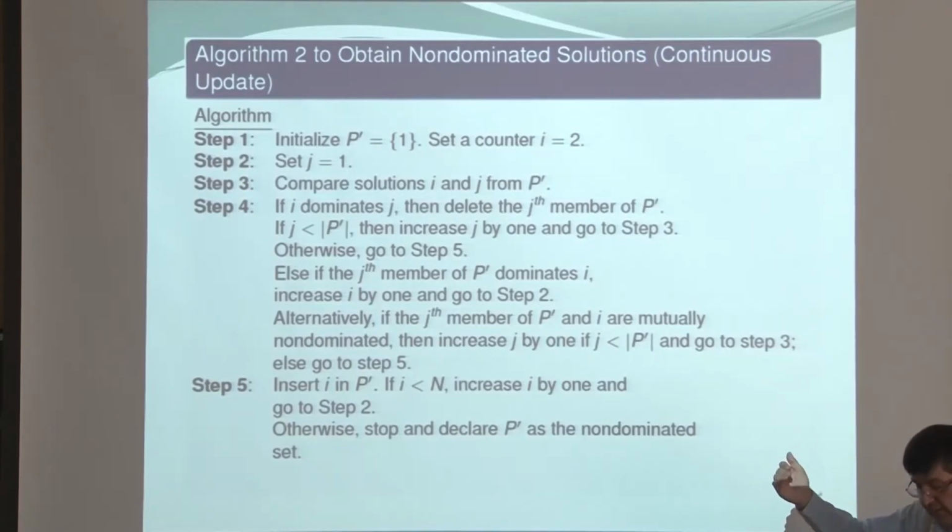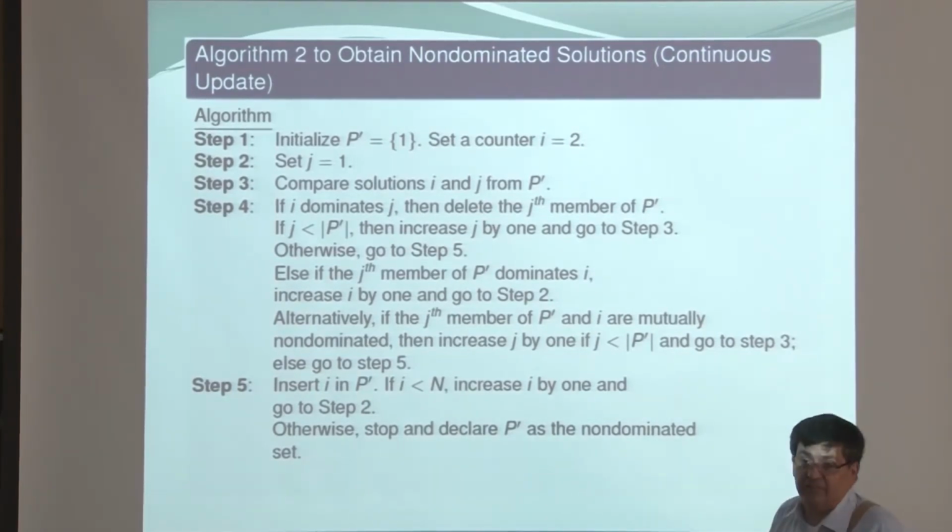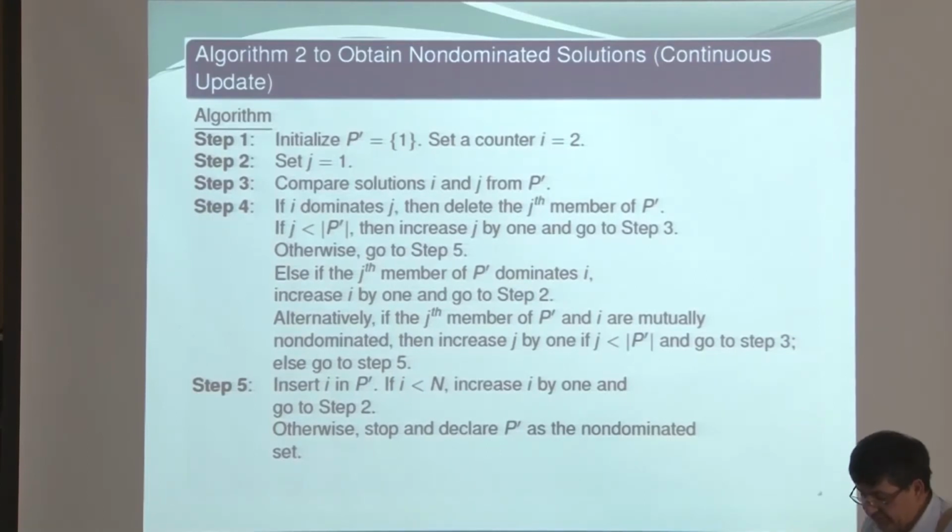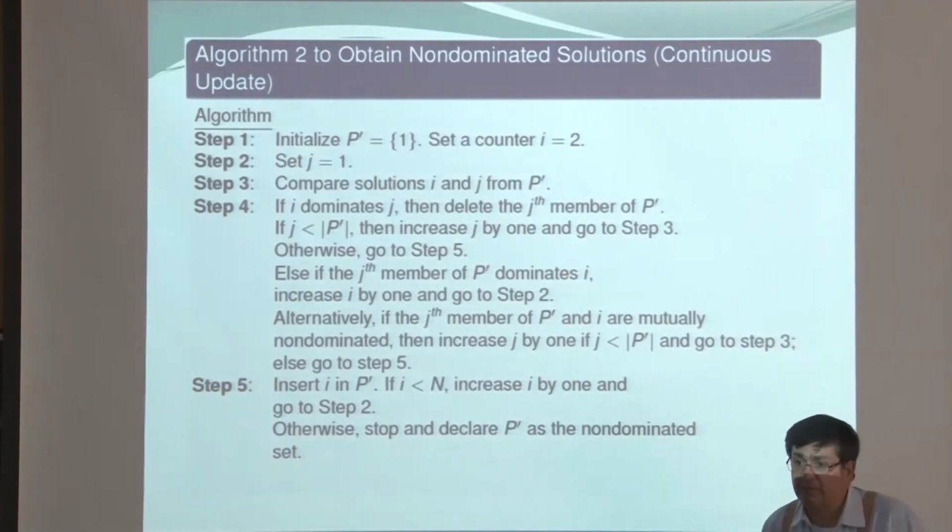We check 1. We don't do 2. We do 3, 4, 5, 6. And in the 6, it turns out that the fifth element of P prime dominates solution 10. So solution 10 cannot be part of the set. And the final outcome of the algorithm is 1, 3, 4, 5, 6, 8. Same as in the previous one.